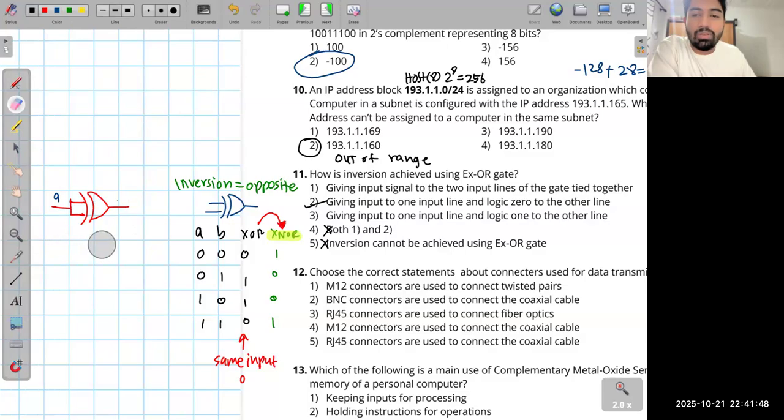They're telling you that if tied together, you can get the opposite. Wait, if tied together, A in: 0 and 0 is 0. Same input is 0. No, that's not it either.